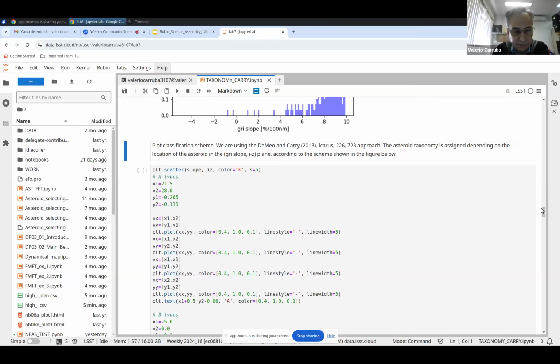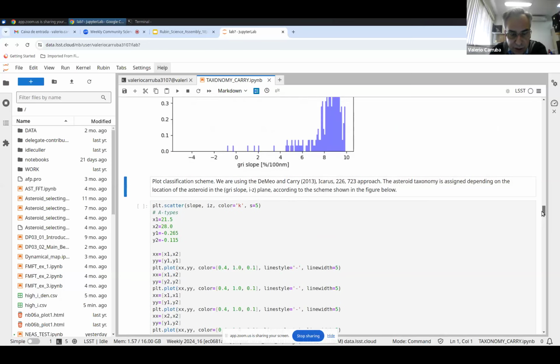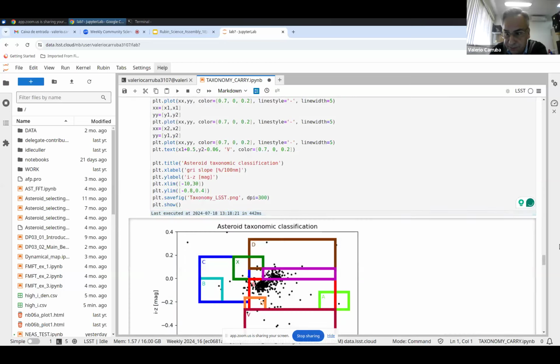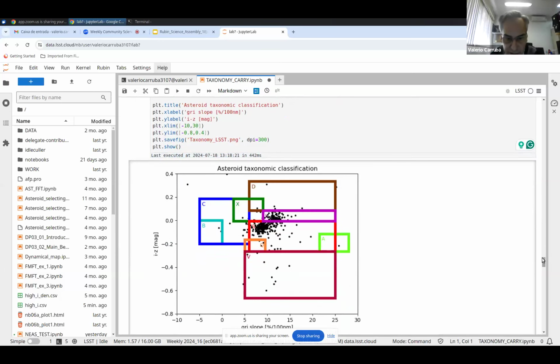Okay, so this is what we have done so far. At this point, we need to understand where each point is located. For this, we need to apply the DP0.3 2013 classification scheme. Every region in the GRE slope and I minus Z plane is associated with a specific asteroid taxonomy. So if you are between 5 and 25 in GRE slope, for instance, and you have I minus Z lower than -0.25, you are a V-type asteroid. If you have a GRE slope of less than 5, usually it's associated with C complex objects. And then you have objects with GRE slope larger than 5, which are associated with the S complex.